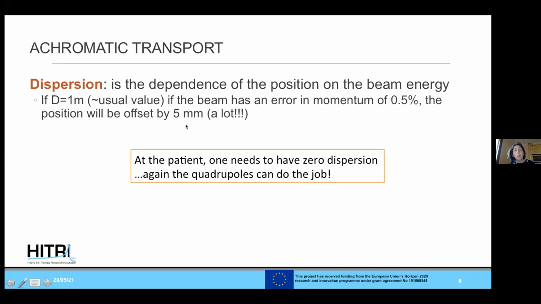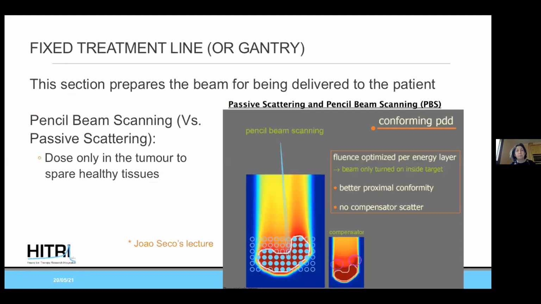And that's why one of the requirements of a beam line or of a gantry is that at the patient, we need to have this dispersion equal to zero. Dispersion is like the beta function. It depends on the longitudinal position. And again, it's with quadrupoles that you match it to the correct values that you want.